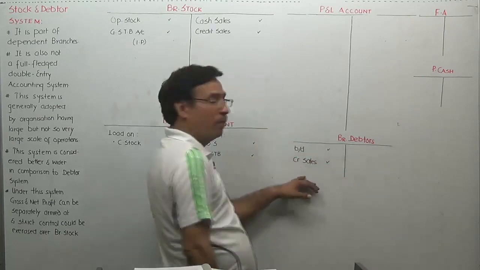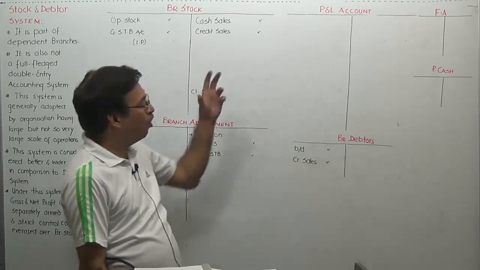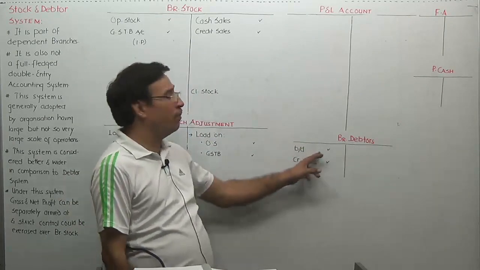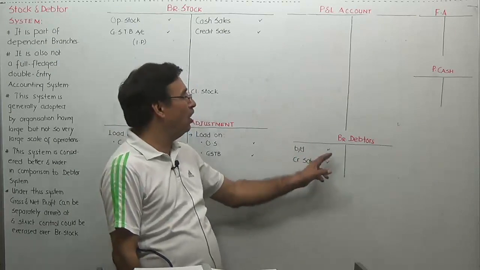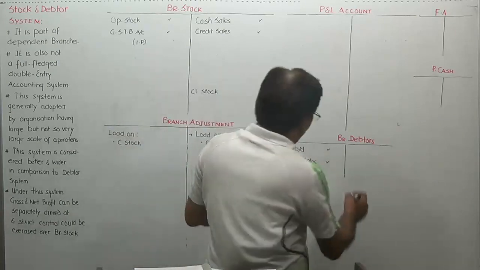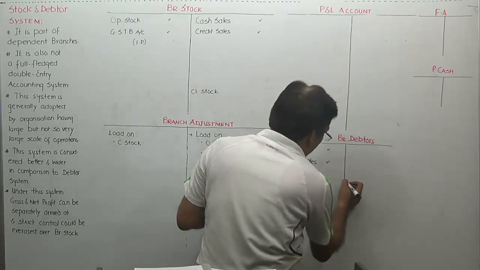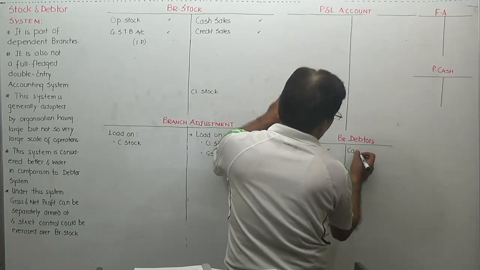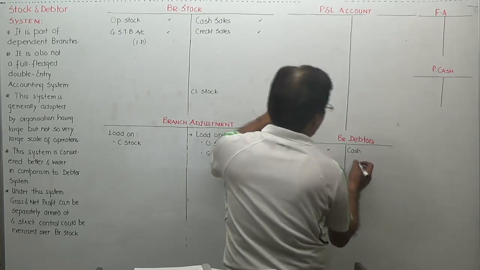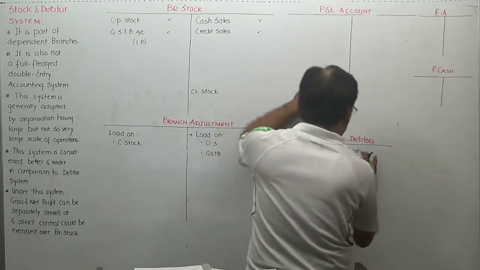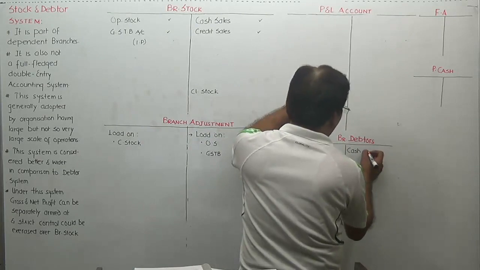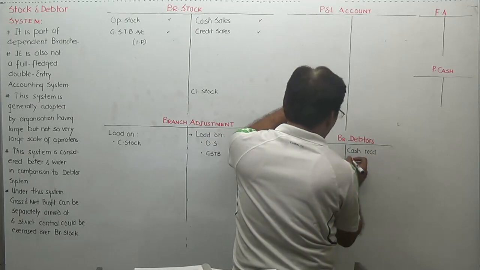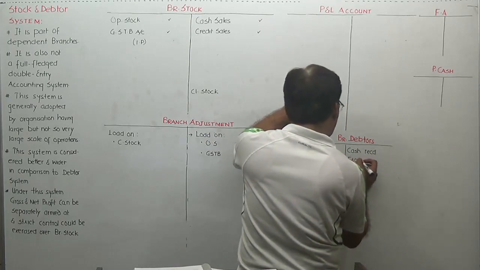Under this method, since there is no common account like a branch account, the opening balance of debtors will figure only in the debtors account. Similarly, cash received from debtors, which is a part of remittances in the first method, will come only in this account. Cash received from debtors.